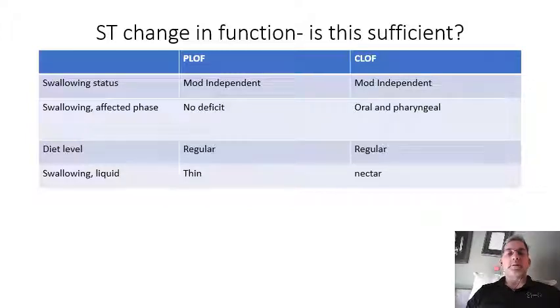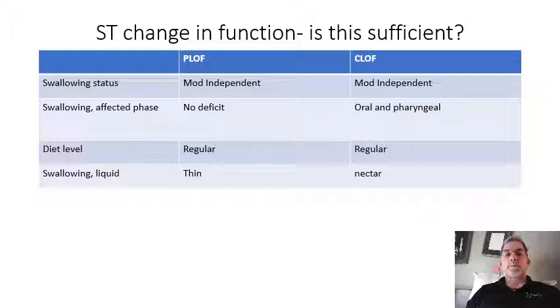Now the dietary level is kept at regular for solids, but then you look at liquids. The patient is modified independent for thin liquids, prior level of function, modified independent current level of function for nectar thickened liquids. So I'm going to pause for just a moment and ask you a question. Do you see the problem here? Here's the problem. We're comparing apples to oranges.